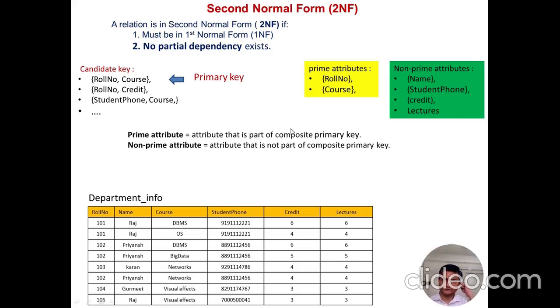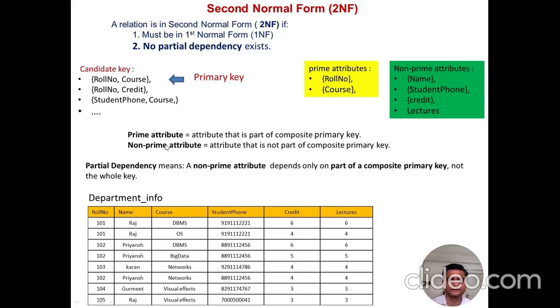Now let's define partial dependency. Partial dependency means that a non-prime attribute depends only on part of a composite primary key, not the entire key. In our example table, the attribute student phone, which is non-prime, depends only on roll no from the composite key roll no, course, not on the whole key. Similarly, the attribute credit depends only on course, not on the entire composite key roll no, course. Because these partial dependencies exist, our table is not in second normal form.